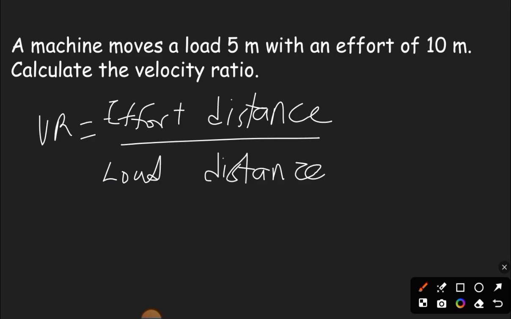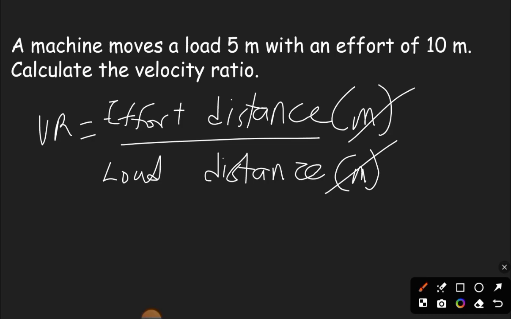So it is often represented as effort distance over load distance, and velocity ratio has no unit. Effort distance in meters, load distance also in meters. They are going to cancel out, so velocity ratio has no unit. So let's begin right away with the question above.